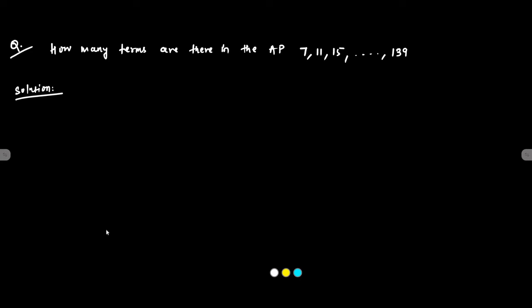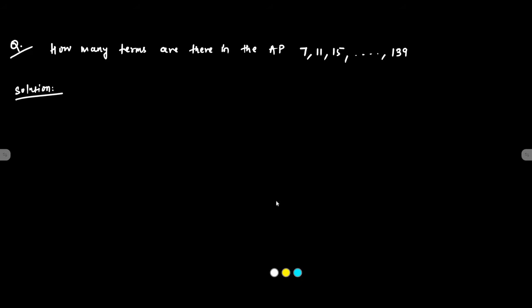So here is another question on arithmetic progression. It is given: how many terms are there in the AP which is given by 7, 11, 15 up to 139? So 139 is the last term. We have to find out the total number of terms present in the given arithmetic sequence.